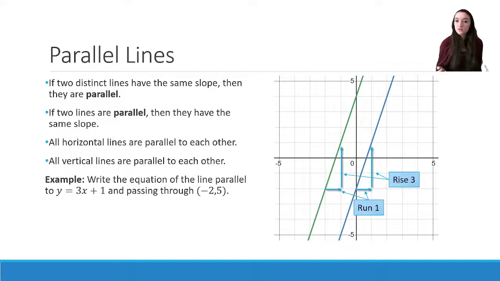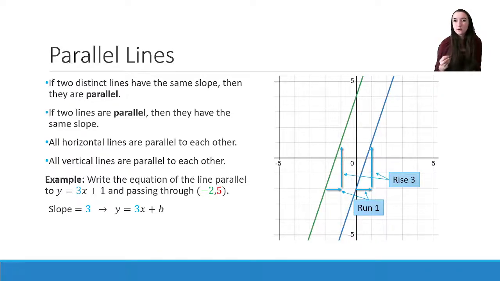So, for example, if you're given an equation like 3x plus 1, and we want to find a line that is parallel to that line but passes through a new point, negative 2, 5, how do we do it? Well, we start by saying, okay, it's parallel, so we know what the slope is. The slope has to match the slope of the first line. So we have a slope of 3. So we put that in, and then we know this point, negative 2, 5.